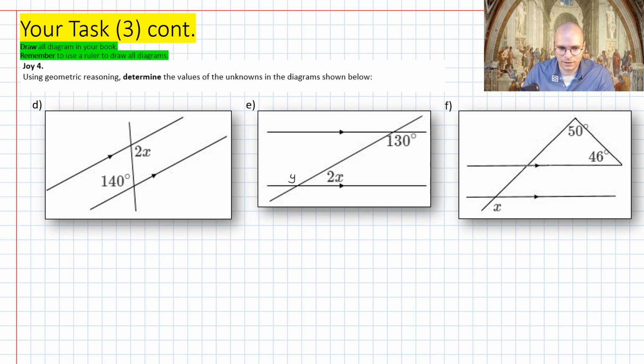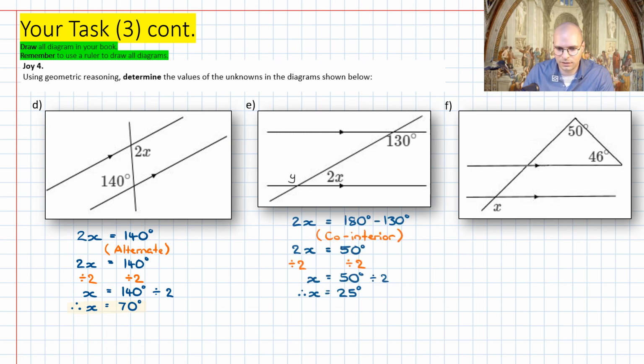Your turn again. D. X is equal to 70 degrees. This is first done by calculating the value of 2x using the alternate angles relationship, and then dividing both sides by 2.